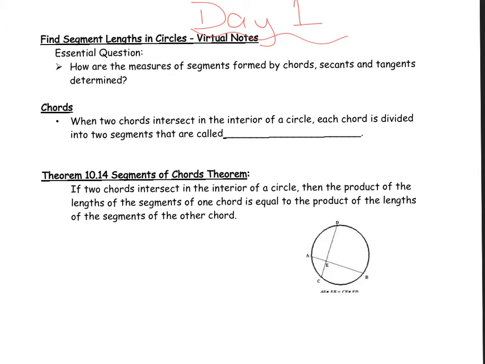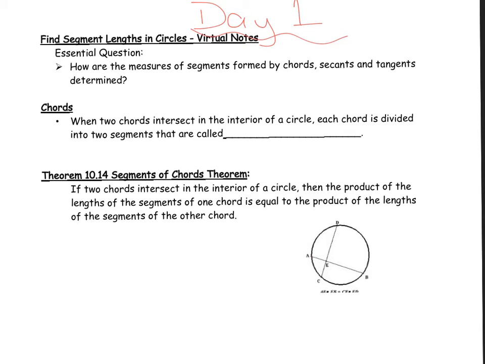Today's lesson we're going to actually split into 2 days. So today will just be day 1. We're going to focus on when chords intersect on the inside of the circle. And then day 2 will be next week. We're going to focus on when chords, secants, tangents intersect outside of a circle.